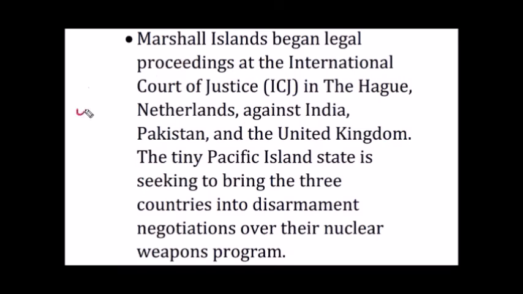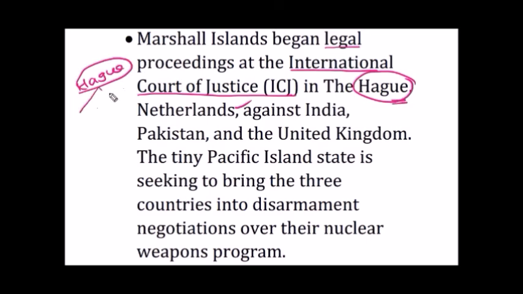Recently, some 1 month back, in March 2016, Marshall Islands began legal proceedings at the International Court of Justice. The International Court of Justice is located in The Hague, Netherlands. Remember, Hague means you must remember two important prelims points. It's the headquarters for two international courts. One is ICJ and another one is ICC.